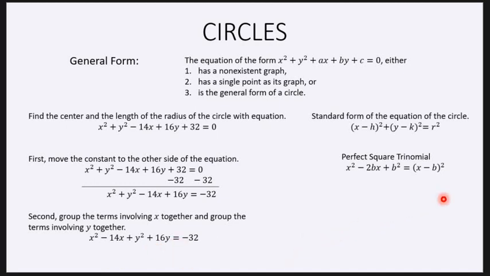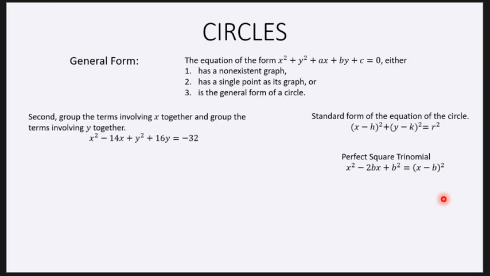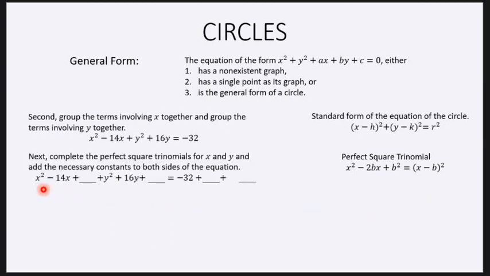In order to complete these perfect square trinomials, I'm going to figure out what I have to add to x squared minus 14x to get it to be a perfect square trinomial. I have to figure out what b squared is. I'm also going to have to figure out what y squared plus 16y needs to have added to it to make that a perfect square trinomial. I need to figure out what b squared is in that situation. But I can't just add those things to the left side of the equal sign. I'd also have to add the exact same thing to the right side.